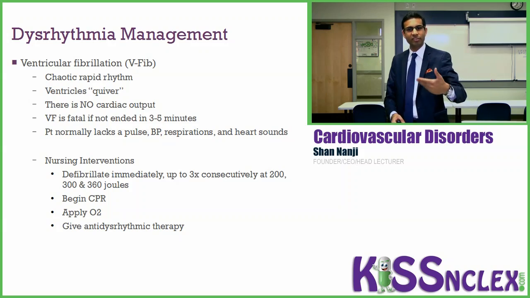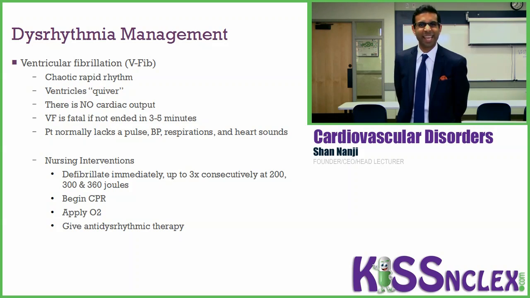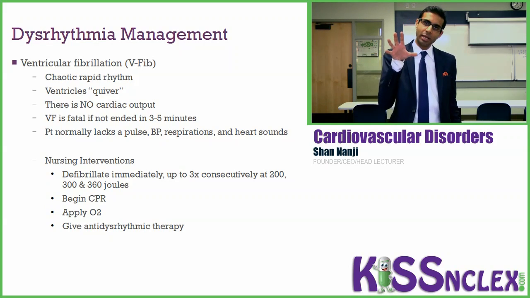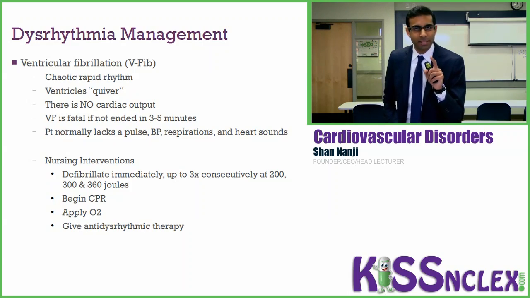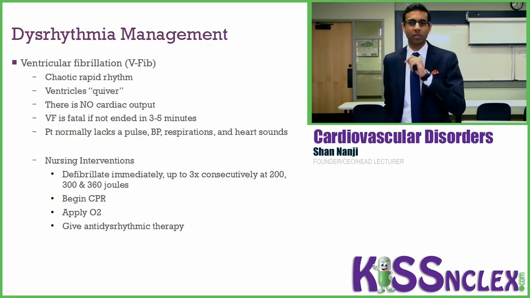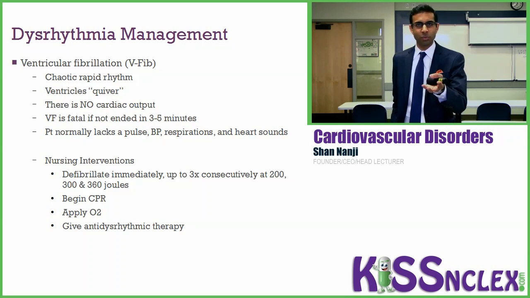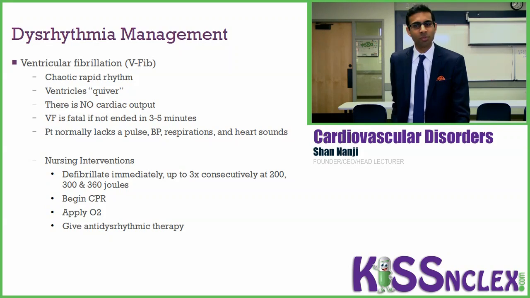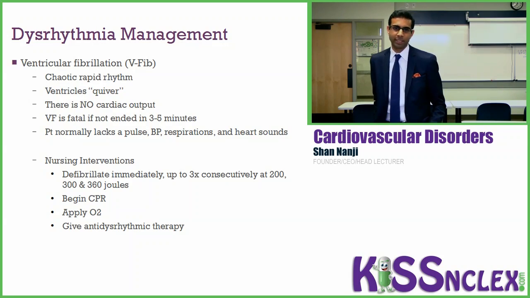So if they have a dysrhythmia, how are you going to manage that as a nurse? Well, if they have VFib, what is VFib? That's ventricular fibrillation. That means it's a chaotic or rapid rhythm, right? That means there's no cardiac output because they're not pumping. And this dysrhythmia can be fatal if it's not corrected within 3 to 5 minutes. In this case the patient will lack a pulse, lack blood pressure, lack respirations, and lack adequate heart sounds.